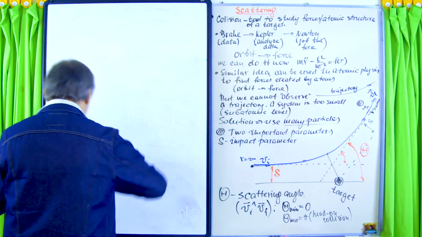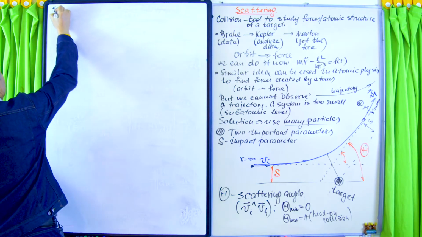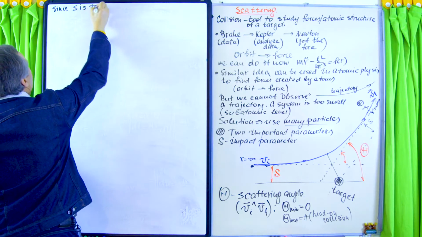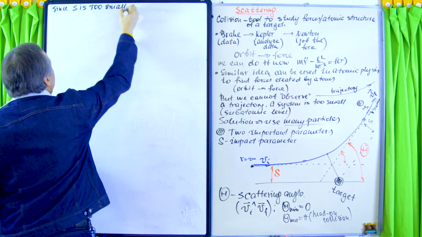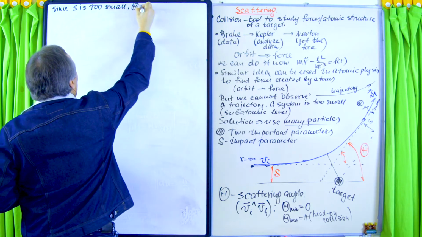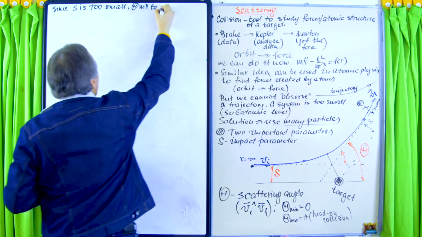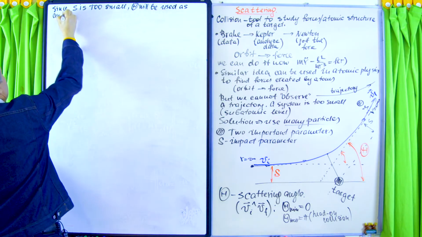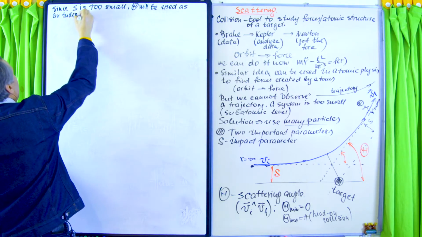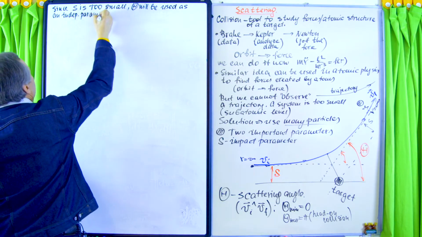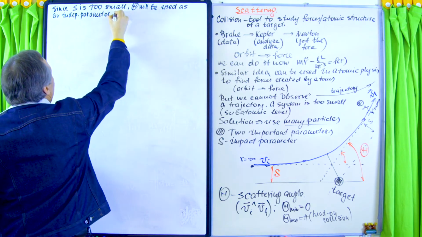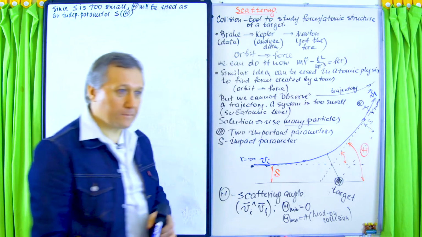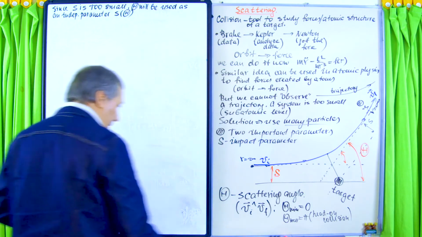Okay, so since S is too small, theta will be treated, or used, as an independent parameter, right? And of course, S will be a function of theta, and theta can be measured experimentally.